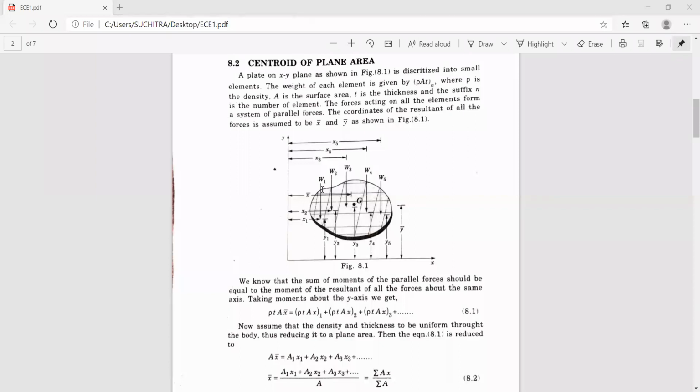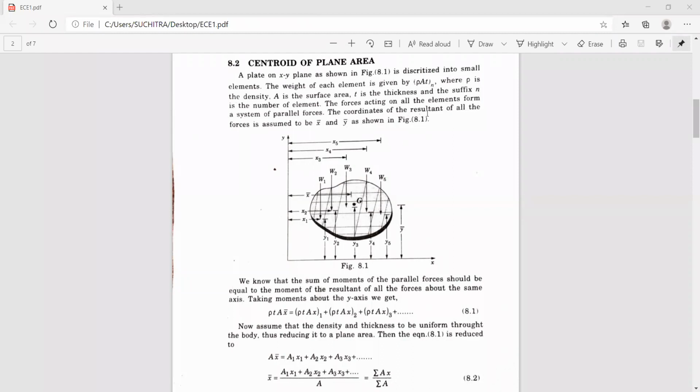Now, these forces form a system of parallel forces, and we need to find the geometric center of this plate, which is called G. It is at a distance x bar and y bar. So x bar is the coordinate distance of this plate with respect to the y-axis, and y bar is the coordinate distance of this plate with respect to the x-axis. So x bar and y bar are the centroidal distances, also called the coordinate distances with respect to the x and y axes.